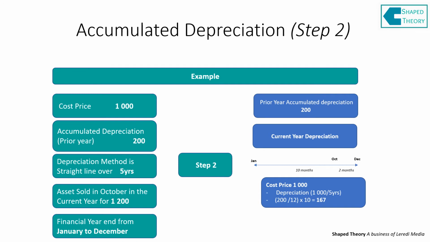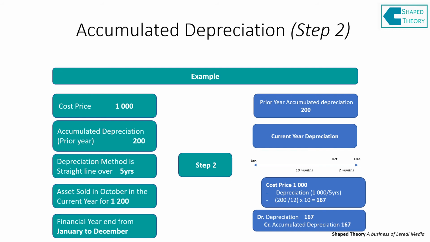If we have to put these in a journal, we will debit the depreciation with 167 and credit the accumulated depreciation with 167. This was covered in detail on the previous videos about depreciation and accumulated depreciation. Please make sure that you check that video as well.